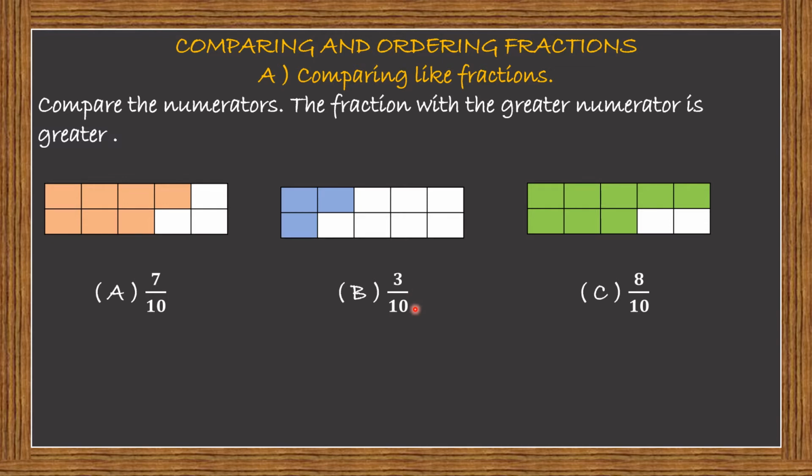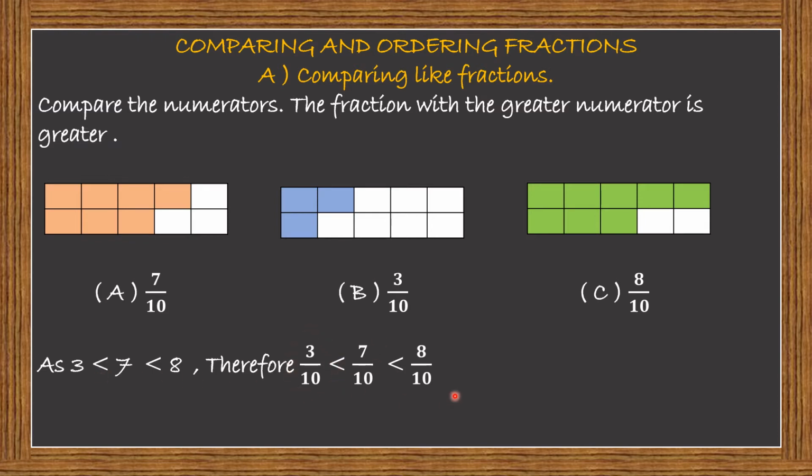If we want to arrange them in order, 3 upon 10 will come first, then 7 upon 10, and then 8 upon 10. So how will you write this? As 3 is less than 7 is less than 8. Therefore 3 upon 10 is less than 7 upon 10 is less than 8 upon 10. Isn't it easy to compare like fractions? Once again we will revise. We only have to check the numerators in each case and compare them. Then by comparing the numerators we can conclude the order of the fractions.